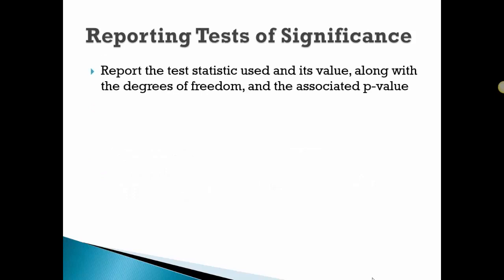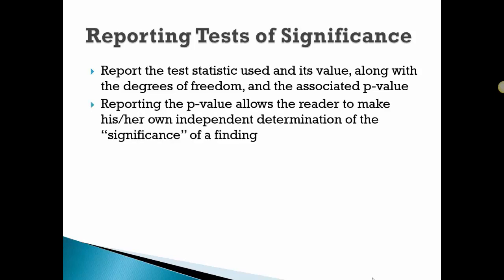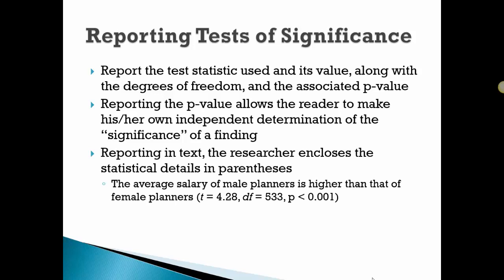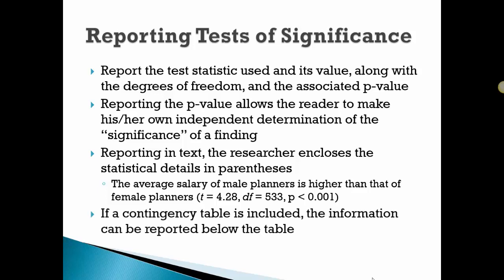So how do we report? We report the test statistic used and its value, along with the degrees of freedom and the associated p-value. Reporting the p-value allows the reader to make his or her own independent determination of whether that's significant. Reporting in the text, the researcher encloses the statistical results in parentheses. So the sentence would be, the average salary of male planners is higher than that of female planners, and then we see in parentheses the t-statistic, the degrees of freedom, and the p-value.